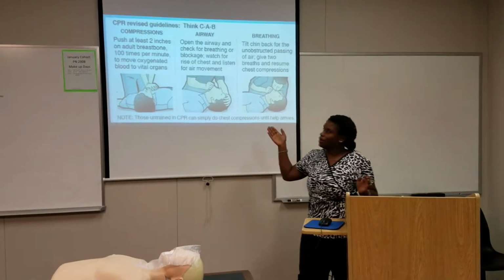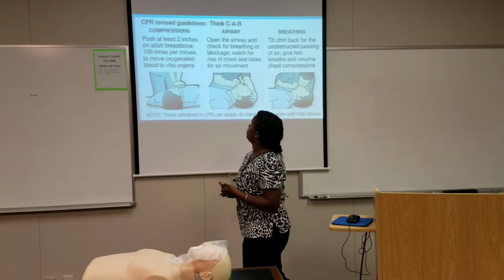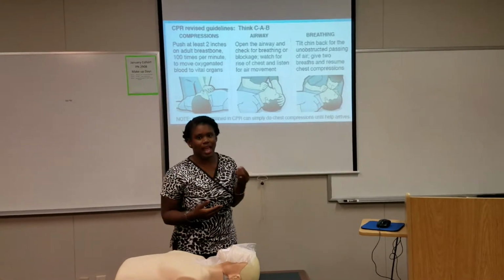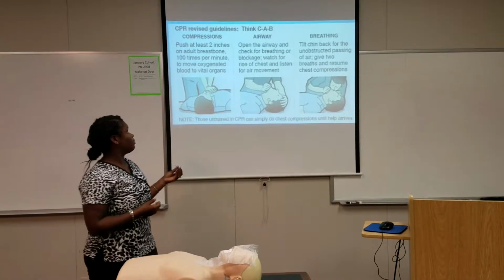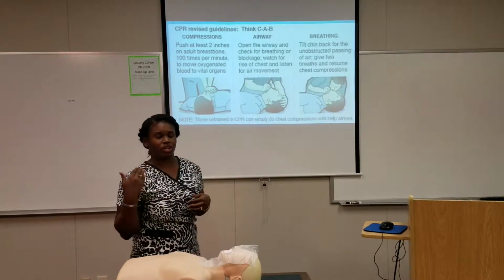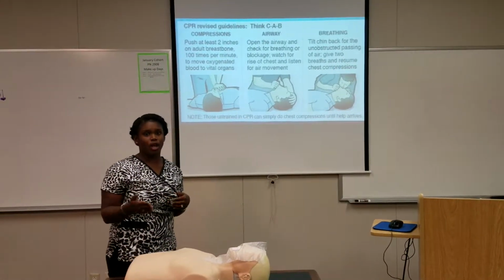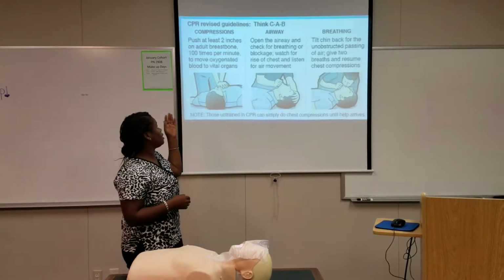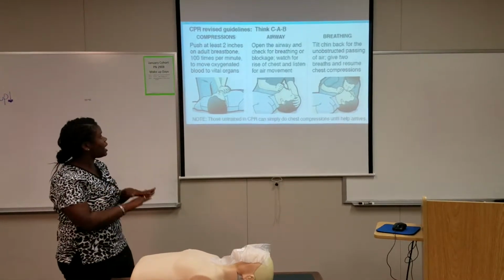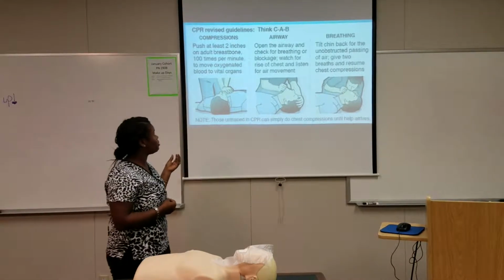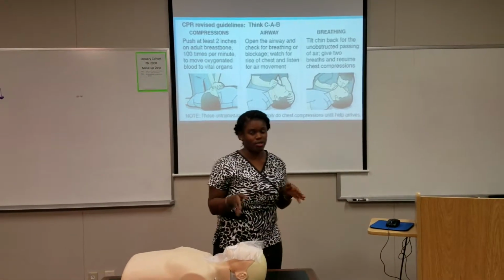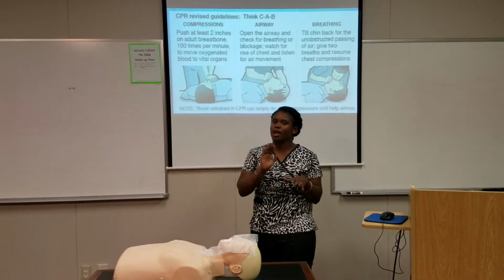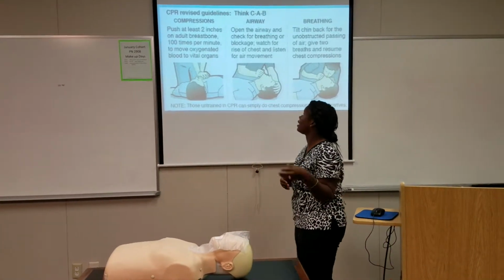When you think about CPR, the main guideline that we're trying to follow is CAB. That's an acronym standing for compression, airway, and breathing. Compressions: when dealing with an adult, you're pushing down 2 inches on the breastbone 100 times per minute to move oxygenated blood to the organs. I know that sounds like a lot, but it's not. I shall demonstrate it for you in just a second.